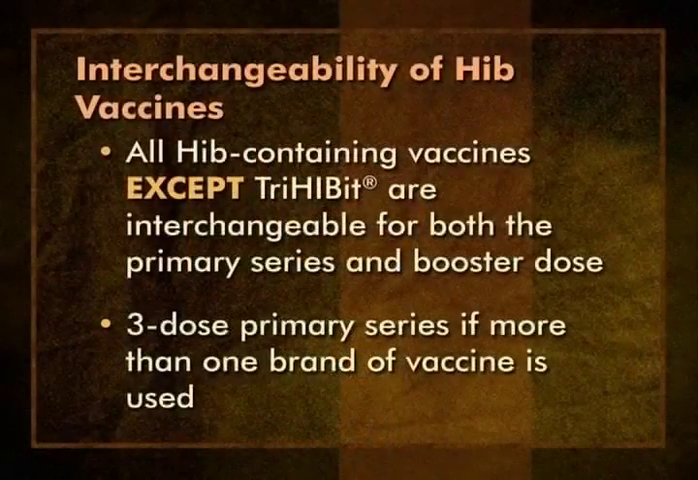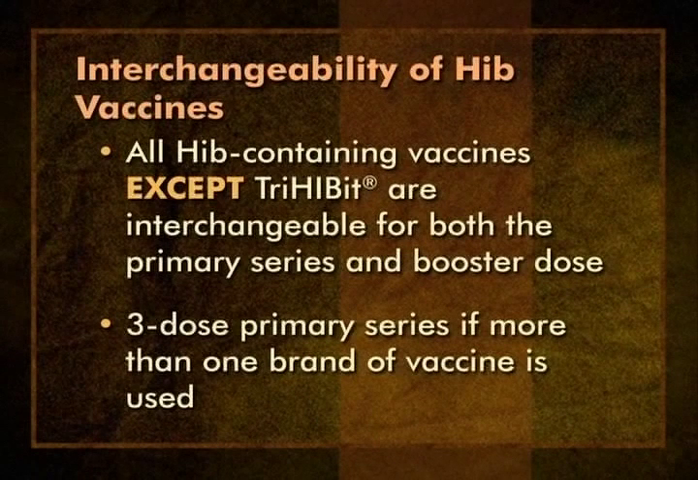There are times when you encounter a child who received Hib vaccine from another office or clinic. You may not know or may not stock the Hib vaccine the child received for the earlier doses. Fortunately, studies have shown that an excellent immune response is achieved when different brands of Hib vaccine are interchanged in the primary series. So ACIP recommends that all Hib-containing vaccines except Trihibit are interchangeable for both the primary series and the booster dose. Trihibit is interchangeable only for the last or booster dose in the Hib series.